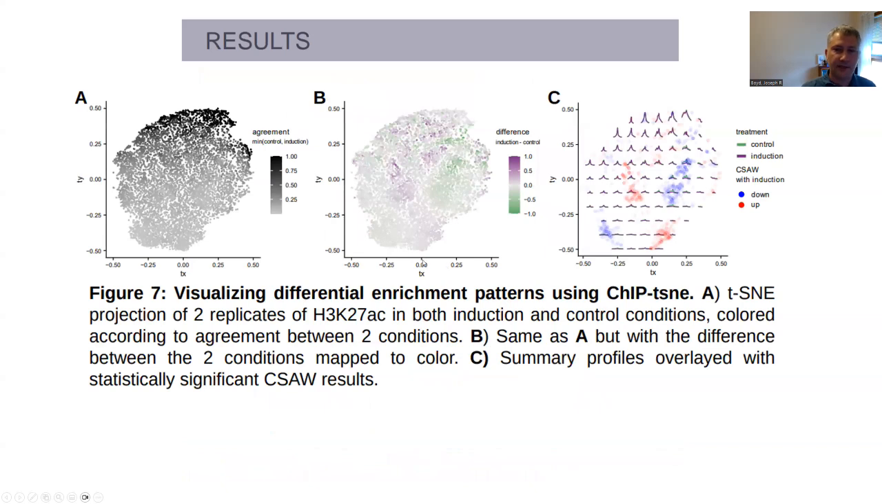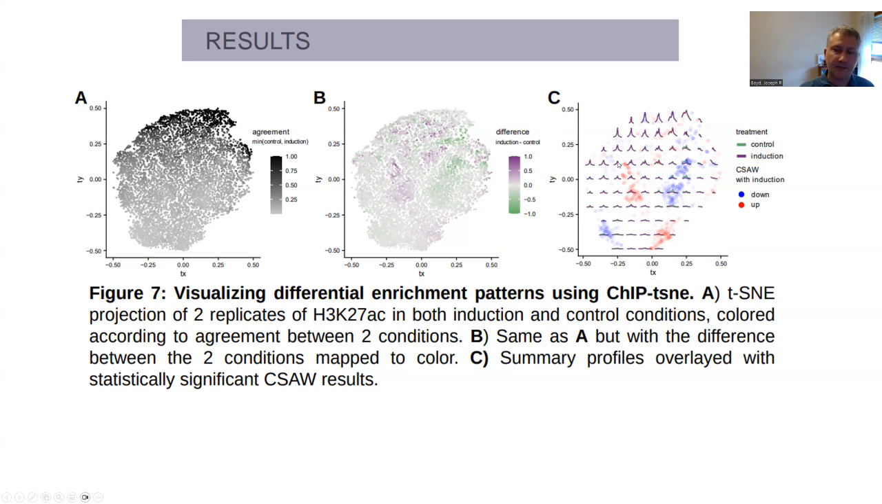In this application, these are differential results comparing the induction to the control. This first view here in A is looking at the agreement between control and induction. And in B, we're looking at the difference, a subtraction of induction over control. So areas where induction is stronger are in purple, areas where control is stronger are in green.